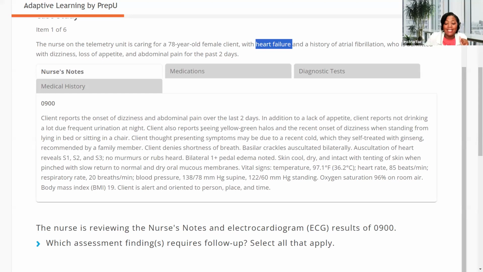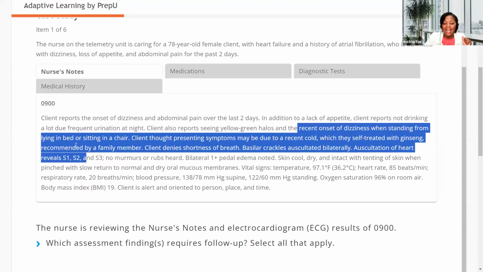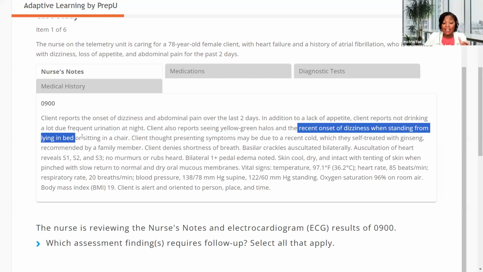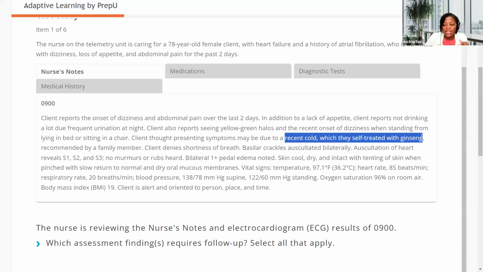The client also reports seeing yellow green halos. So there's some vision disturbances now. And the recent onset of dizziness when standing from lying in the bed or sitting in a chair. Ooh, there's a lot going on here. Client thought presenting symptoms may be due to a recent cold, which she was self-treating with ginseng, which was recommended by family.